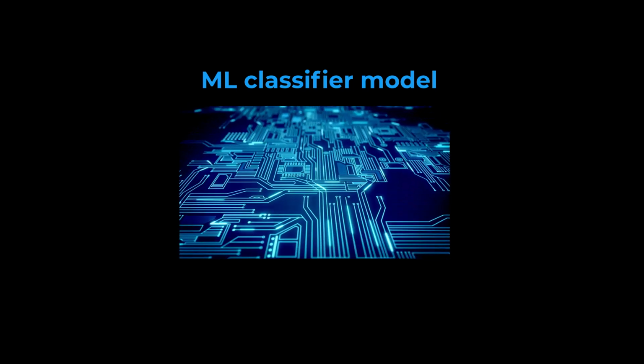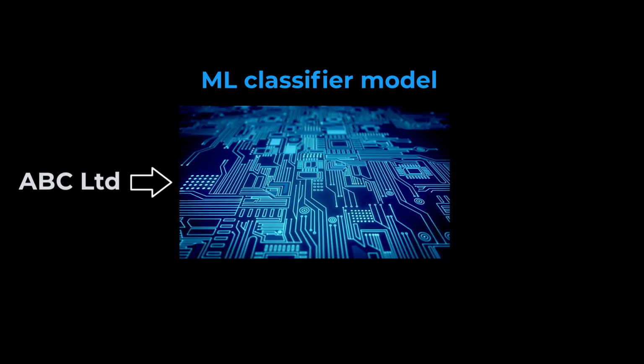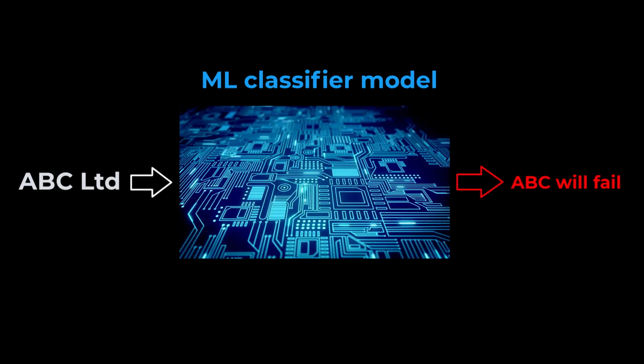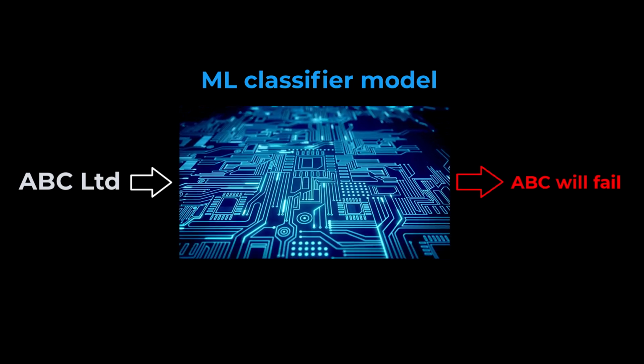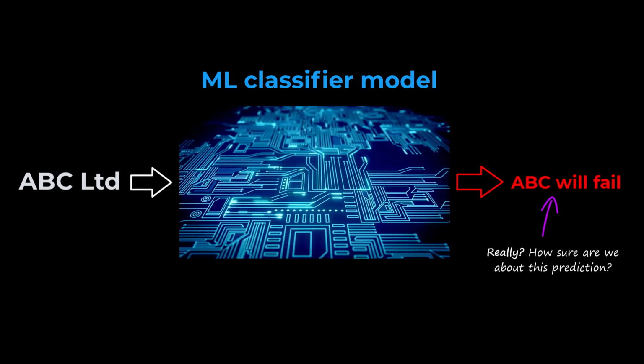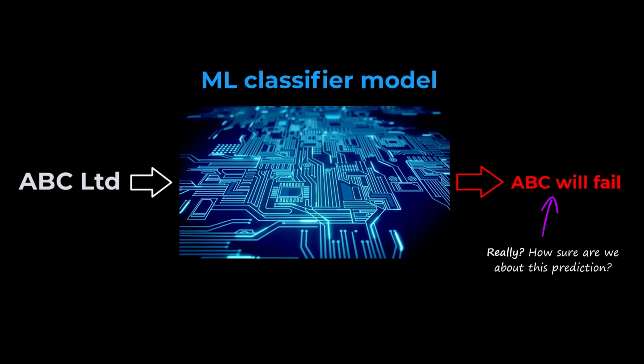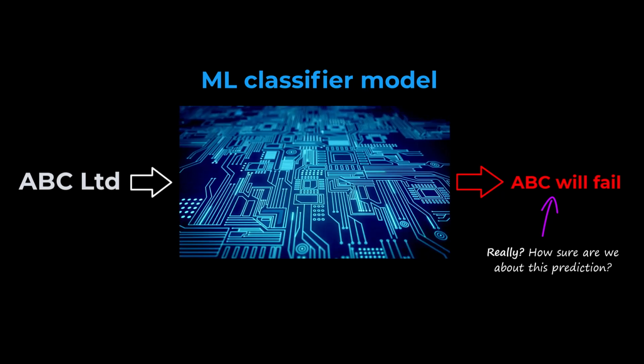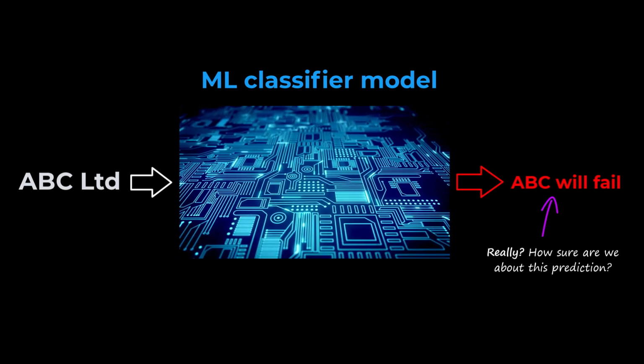You run the model for one of your investments, ABC Limited, and it says this company will default. How confident do you feel about this? Should you act on the model's result by immediately selling your shares in ABC?